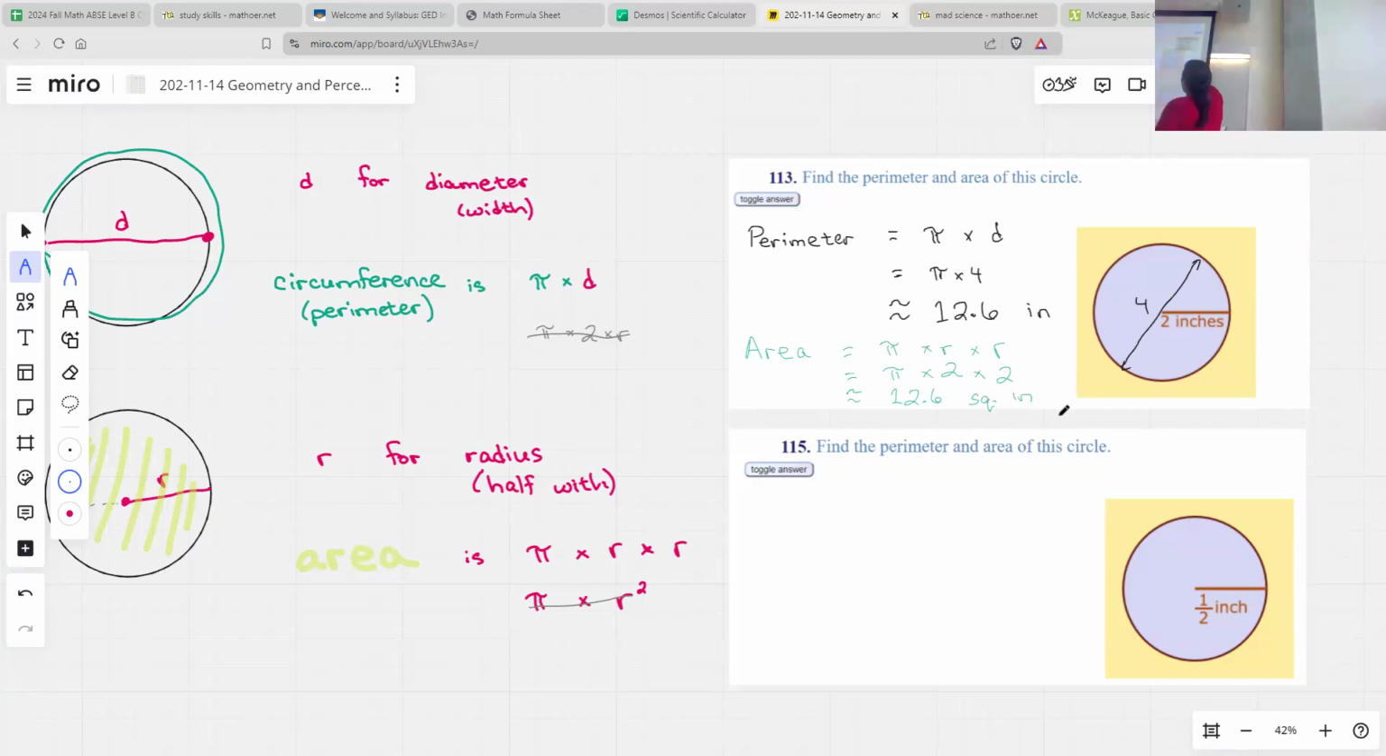We're talking about how many tiles it would take to cover this. How much paint would it take to paint this? So if I was to write it on graph paper, how many squares would it cover?